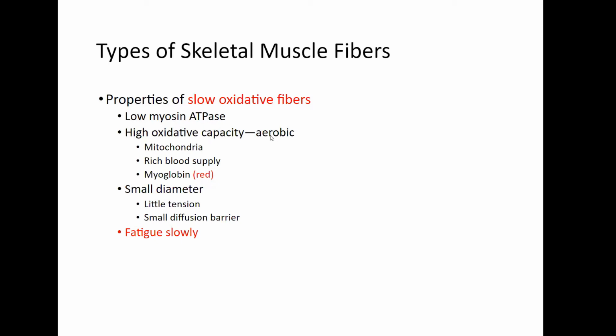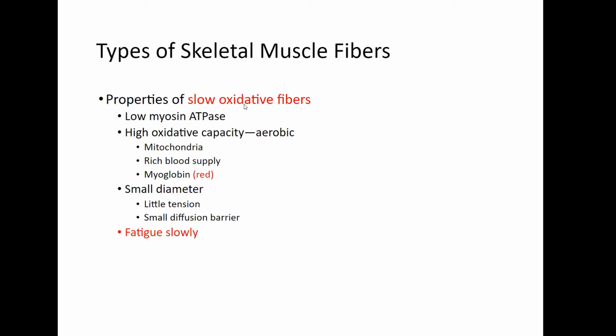So this is going to be for aerobic activity. We're doing aerobic forms of creating ATP. So aerobic means using oxygen. This means that they have mitochondria, lots of them. They have lots of blood supply, right? They need that oxygen. They have myoglobin, so they're red. All right.